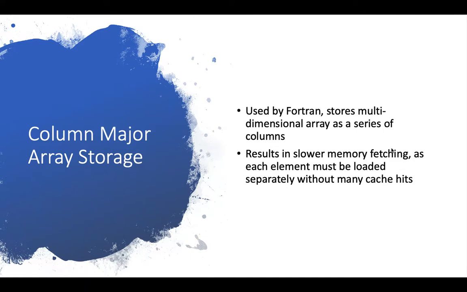However, column major is still used basically just in Fortran. And so this causes slower memory lookup because every single element in a row of an array has to be looked up separately because it's not stored contiguously in memory. And so each column, quote unquote column, is different, and so results in no cache hits when you're looking up all of the elements in a multi-dimensional array.